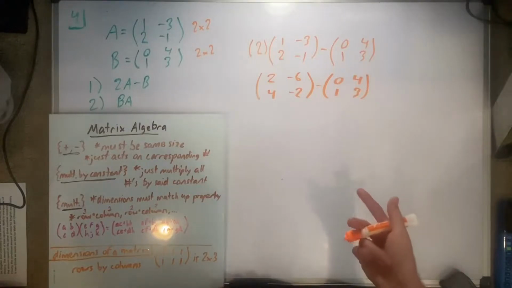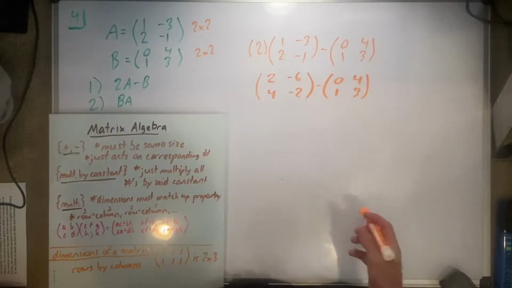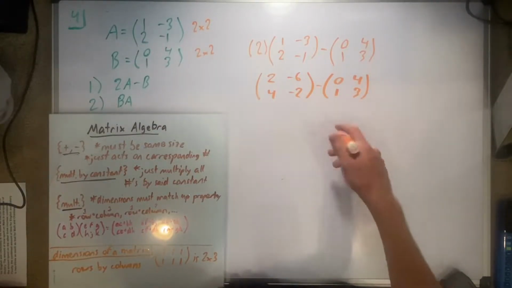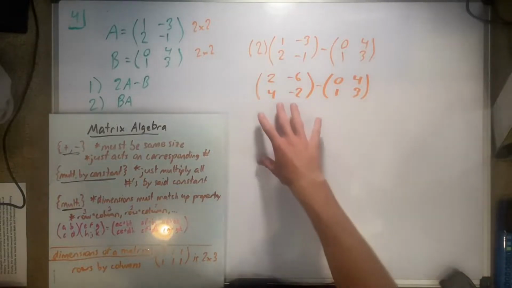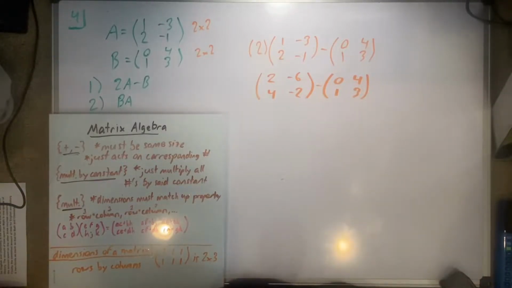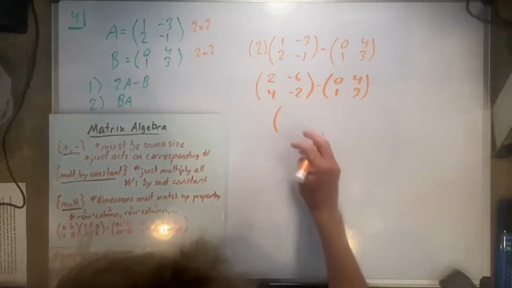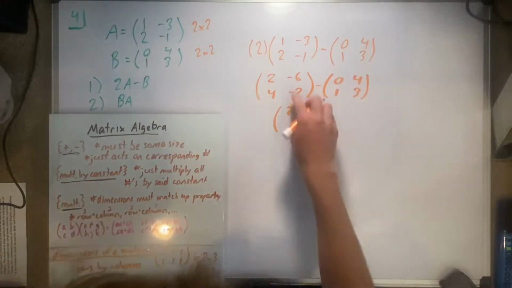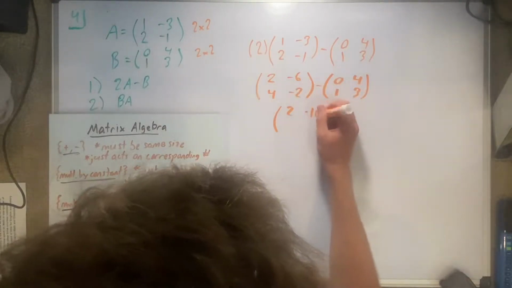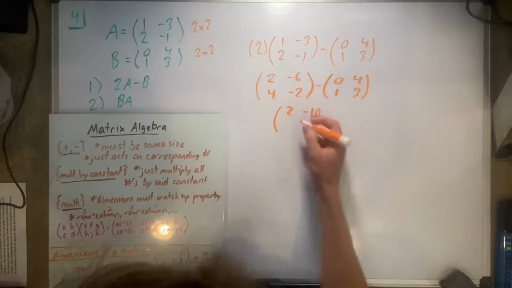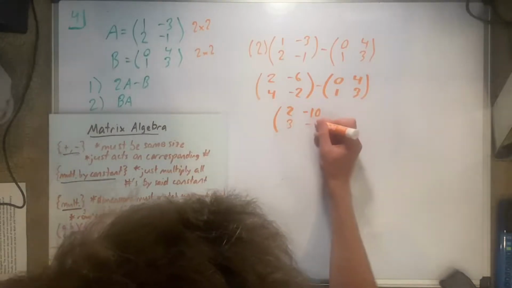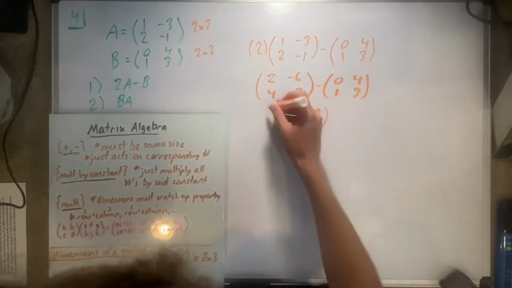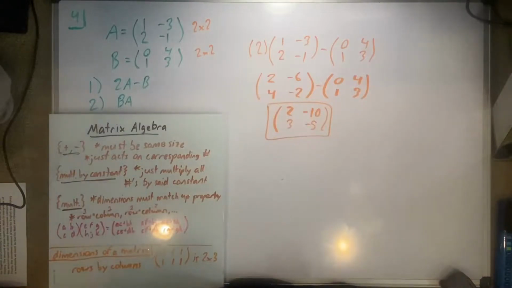It wouldn't make sense to do a 3 by something or a 4 by something that isn't the same as the other one. It just wouldn't make sense because how it works is you only do the operation on the corresponding numbers. So we would have 2 minus 0 is 2, negative 6 minus 4 is negative 10, 4 minus 1 is 3, negative 2 minus 3 is negative 5. So this would be the solution to number 1.